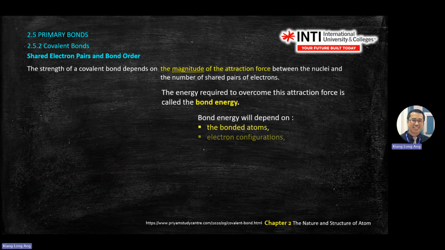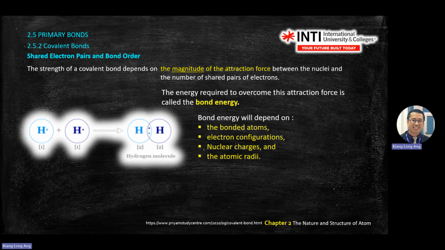So the rest you read. They also, for the bonding attractive force, it depends on the bonded atom, electron configuration, nuclear charges, and electron radius. So these are the 4 factors that we consider for covalent bonding. Okay.